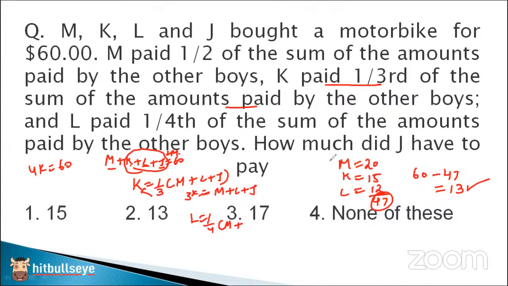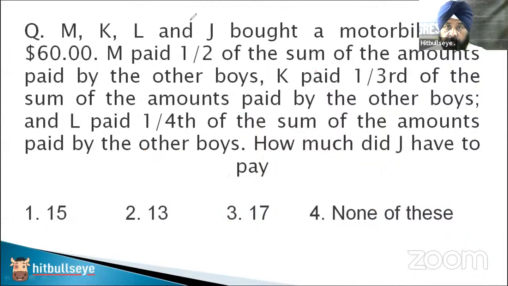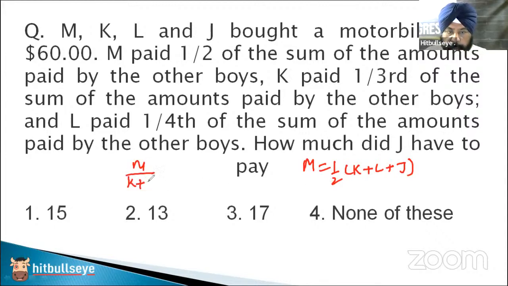Yes. Now listen carefully. There is one method of a ratio in which even if you don't try to write the equation, you can do it already. Now listen carefully. उसका तरीका मैं सिखाता हूँ. M is half of K plus L plus J. So what we did, we took 2 here. So instead of taking 2 here, can I write M upon K plus L plus J? Can I take K plus L plus J here? So can I write it as 1 by 2?